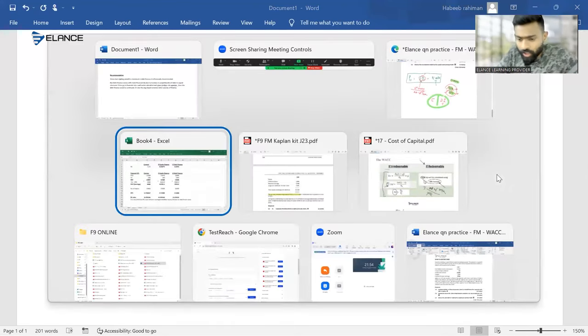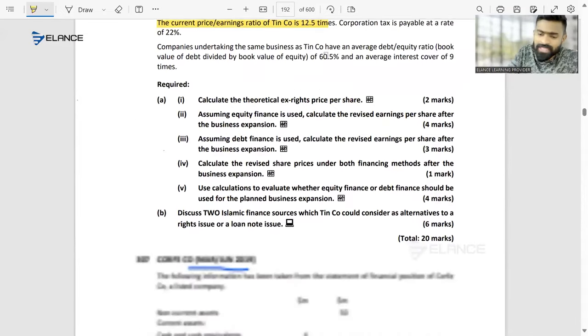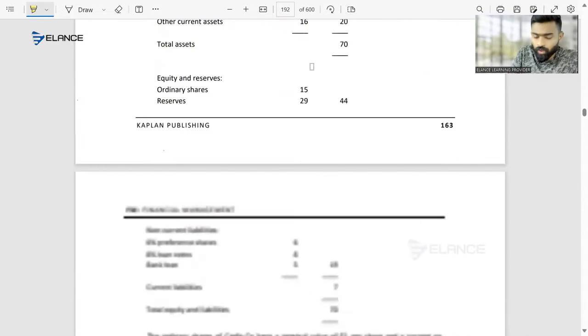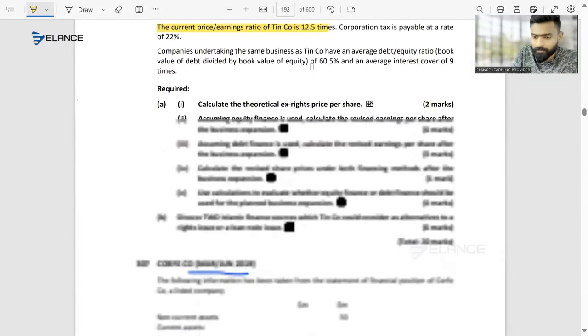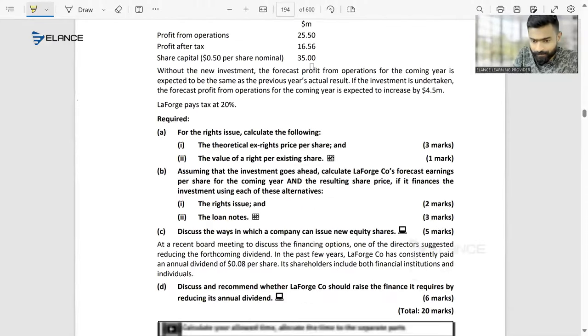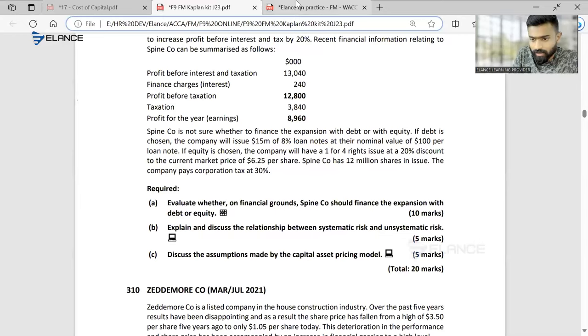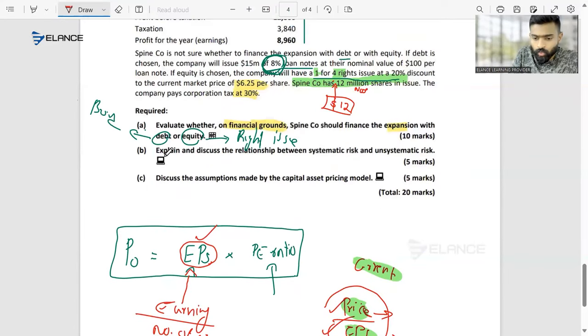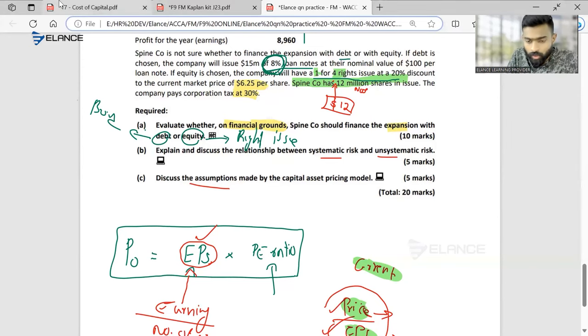The other two theoretical questions are comparatively easy for this Spine Company. What are they? Explain the relationship between systematic risk and unsystematic risk. This is a topic from CAPM and portfolio theory. And discuss the assumptions made by the CAPM model.